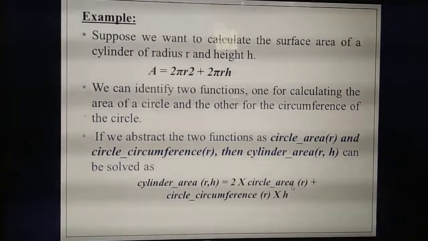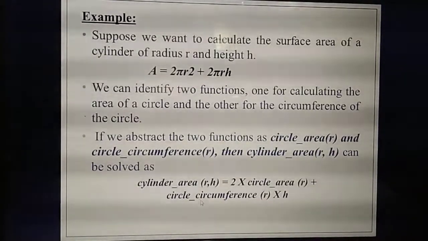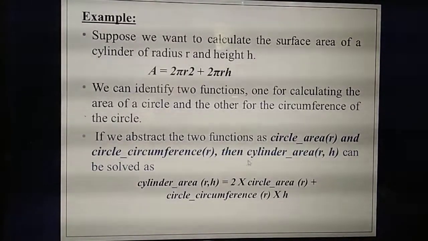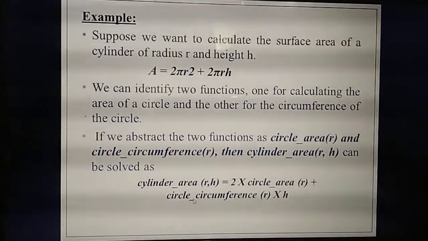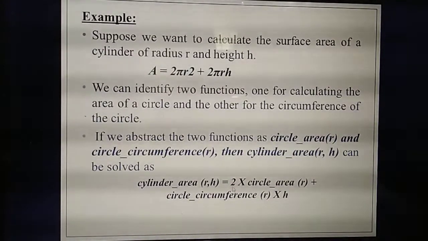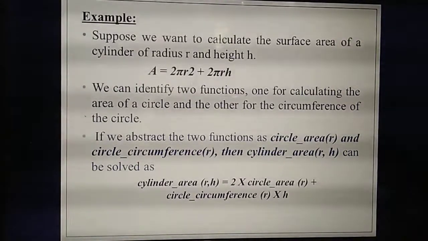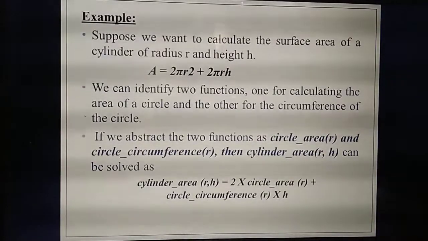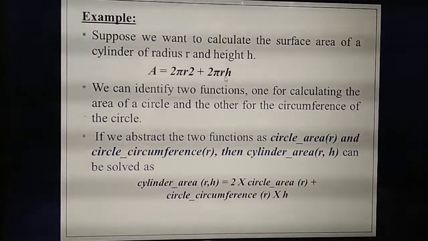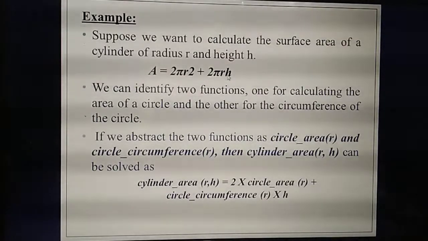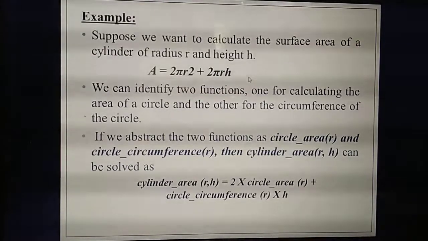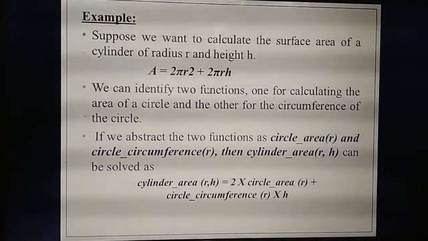How many ways are you splitting here? Area of a circle and circumference of a circle. First you calculate the area of a circle separately, then separately the circumference of a circle, then you add them. For the area of a circle, what input are you taking? The value of r as an input. For the circumference of a circle, how many values do you take as input? Radius and height you are taking as input. Then you are adding both, then you will get the output.